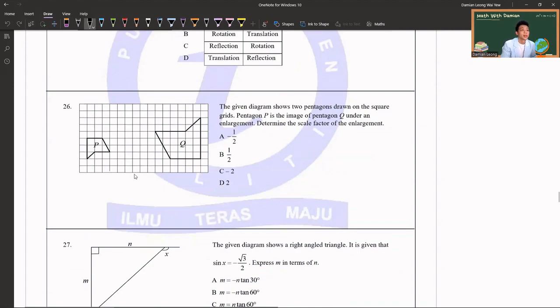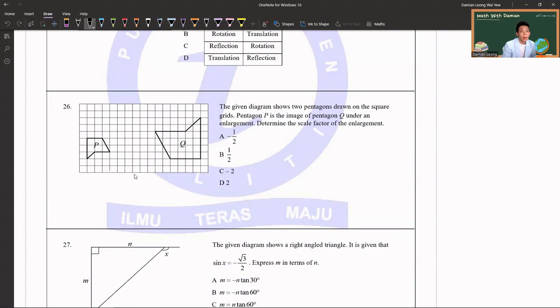26. Another transformation is enlargement, changing size. Looking at the orientation, it is upside down, so definitely it is a negative scale factor. If it's a positive scale factor, it would be in the same orientation. But if it's upside down like this, then it must be a negative scale factor.